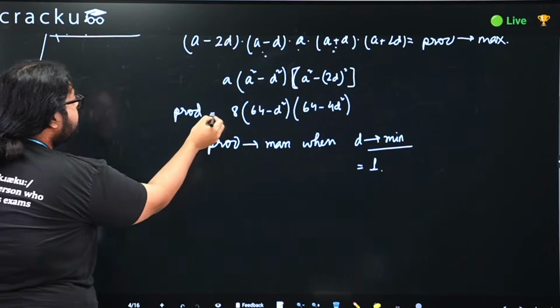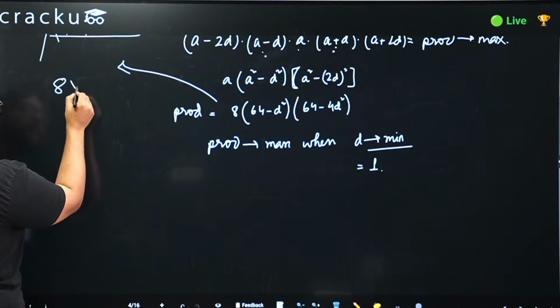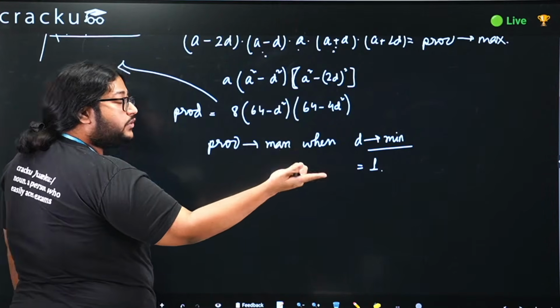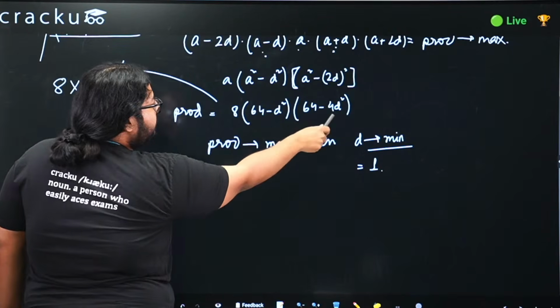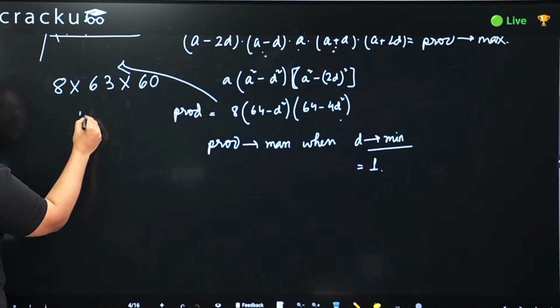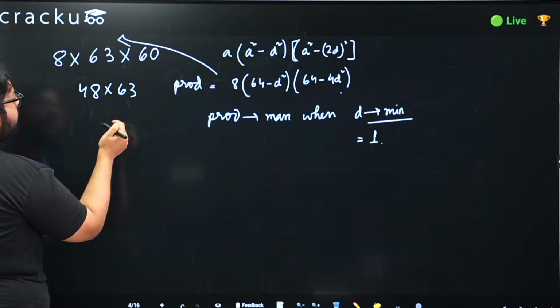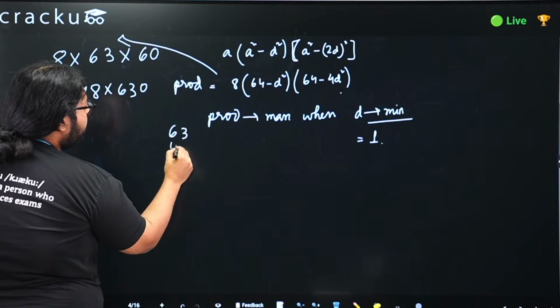So what is the maximum value of the product now? The maximum value of the product becomes 8 times 64 minus d square times 64 minus 4d square. If d is 1, 64 minus 1 is 63, and 64 minus 4 gives me 60. So 8 times 6 is 48, and a 0 is also there. So 48 times 63 we can multiply.